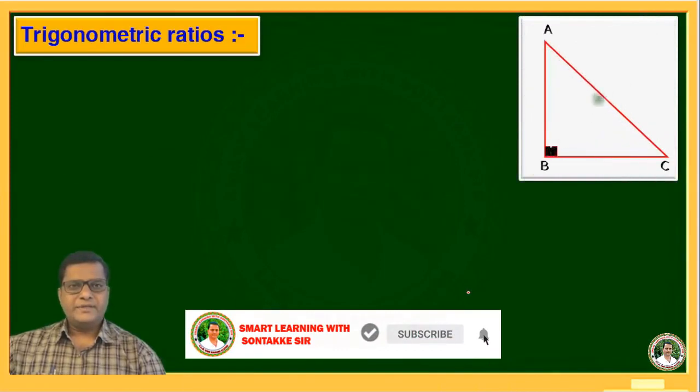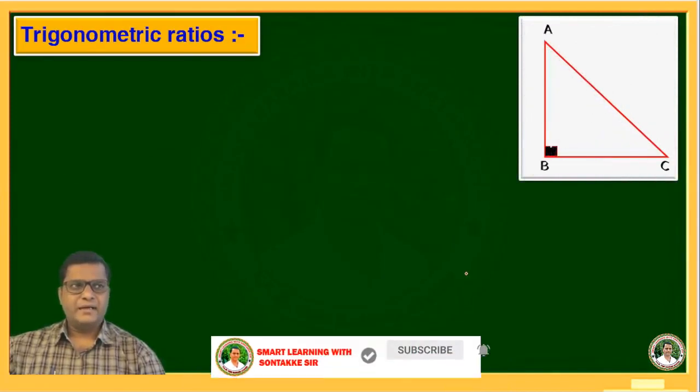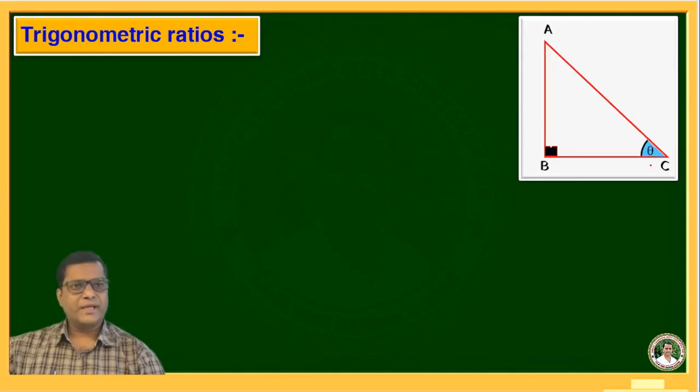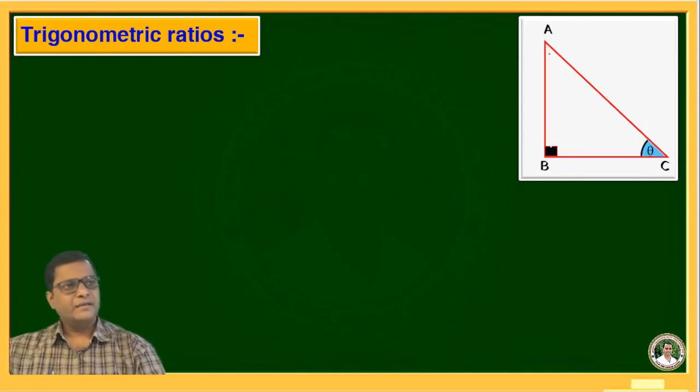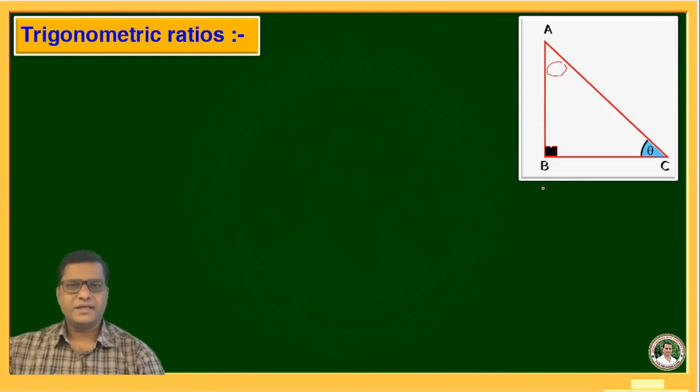Now see trigonometric ratios. In triangle ABC, angle B is a right angle and angle C is an acute angle whose measure is theta. If measure of angle C is theta, then the measure of angle A is 90 minus theta, because this angle is a right angle given, and according to the sum of the measures of angles of a triangle, the measure of angle A will come 90 minus theta degrees. Then we will see the trigonometric ratios, means sine, cos, tan, these ratios.